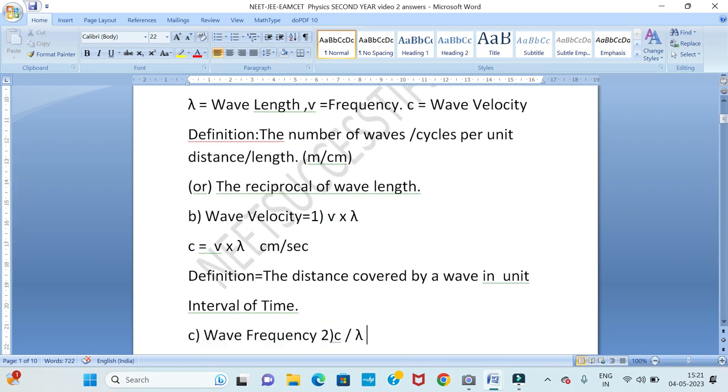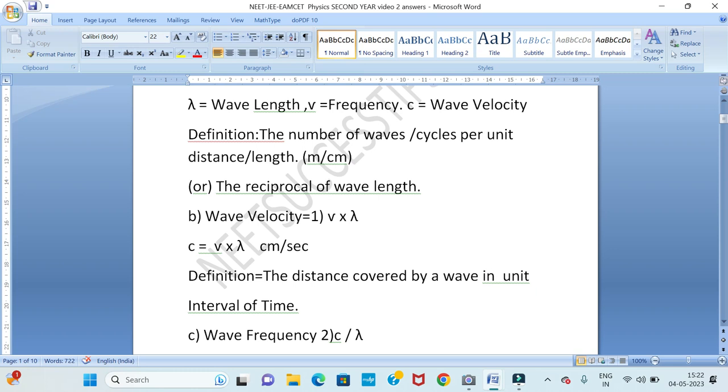Wave velocity. You take that V into lambda. Simple. Wave velocity, you multiply V into lambda. V here is small v, so frequency into lambda. Wave velocity is big V, but you have to take small v. So small v into lambda.